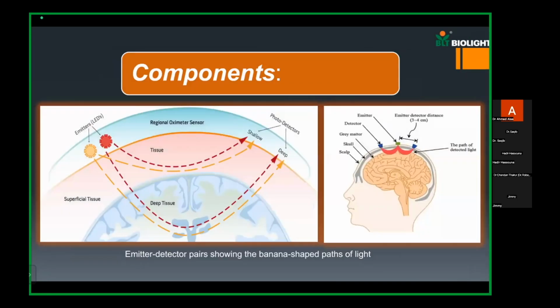So what is the component? Simply, it's the component from one emitter to detectors or receivers. It goes like banana-shaped waves from the emitter to the receivers, and the information gets back and is calculated or interpreted by the module itself.